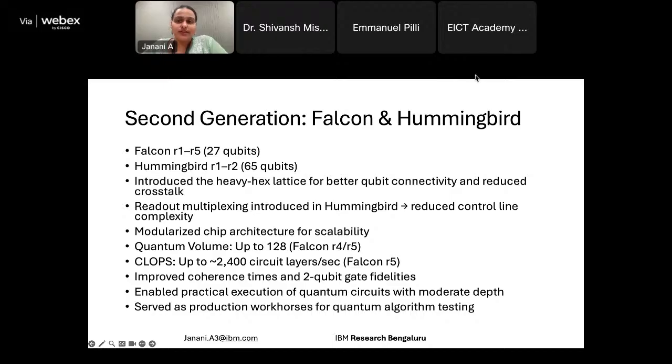So some of this is for the later generations, but these have served as production workhorses for quantum algorithm testing. So they also enabled practical execution of quantum circuits with moderate depth.